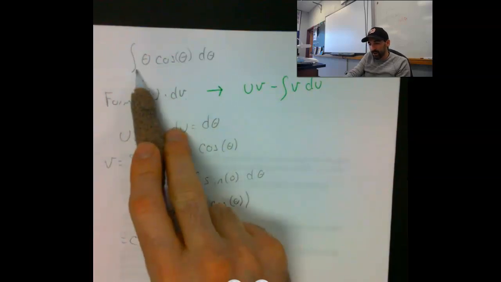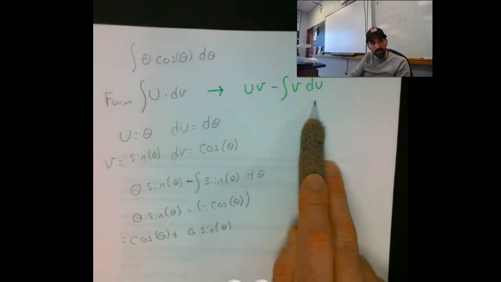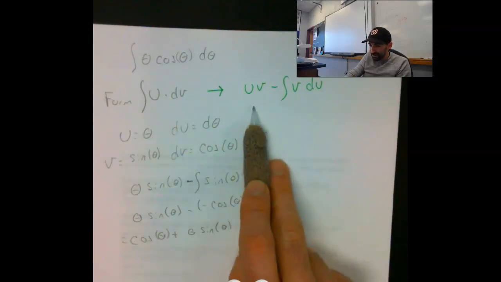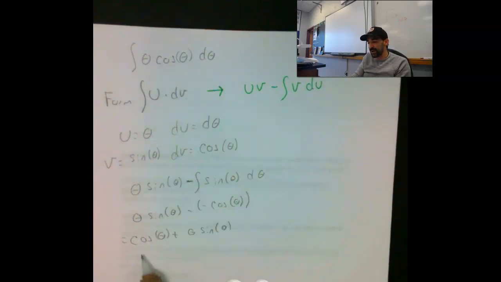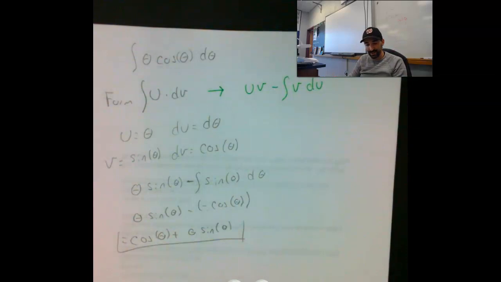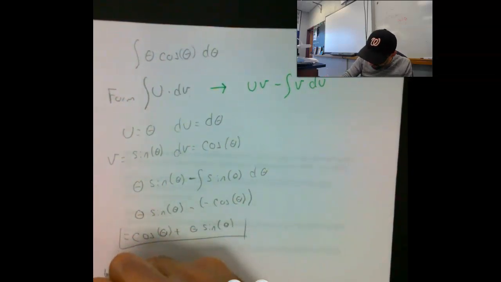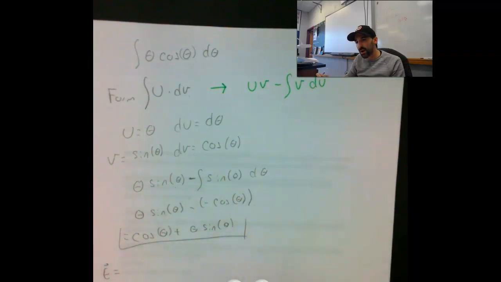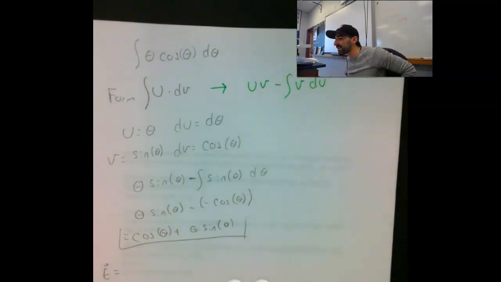So here we go. We started with the antiderivative of theta cosine theta. In this form, it is an integration by parts. I set up my integration by parts, and I know the antiderivative of theta cosine theta d theta comes out to cosine theta plus theta sine theta. So now I'm going to take that and plug it back into the beginning of my equation. So I have my electric field equal to all of those constants I pulled out. I'm going to simplify on the fly.